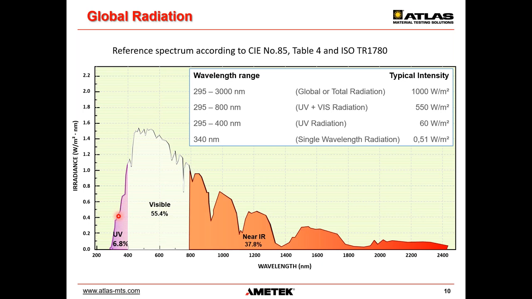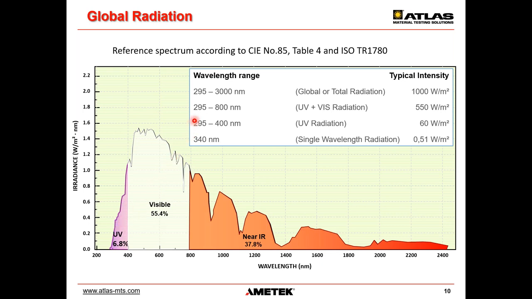And why am I telling you all this? Because weathering instruments typically have irradiance sensors that either measure the UV and control the UV level, like these 60 watts, or they sometimes have narrowband sensors controlling the spectrum at 0.51. But they're all doing the same job. It's just different numbers because they reference a different wavelength range. And you need to know that.